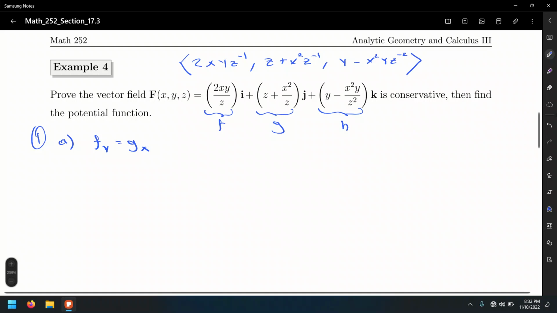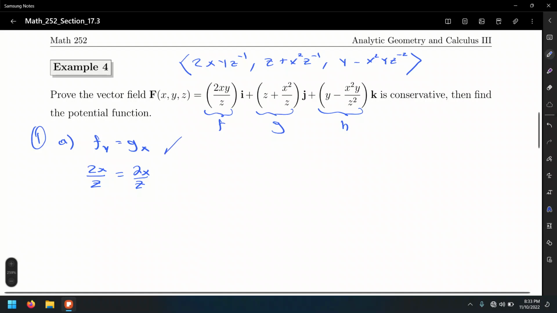So, the partial of f with respect to y. Well, the derivative of y in this case is just 1 times every remaining factor. That's going to be 2x over z. And the partial of g with respect to x. Well, the derivative of z is going to go to 0 because that's constant with respect to x. And the derivative of x squared is 2x. So that's 2x times z to the negative 1, which is 2x over z. So far, the first condition is satisfied. There are 2 more conditions that we need to check.